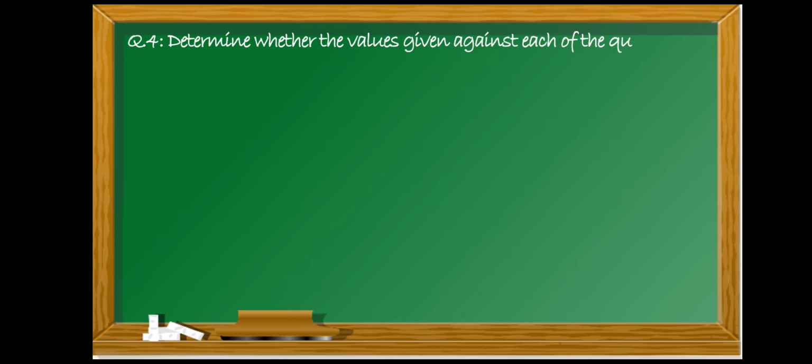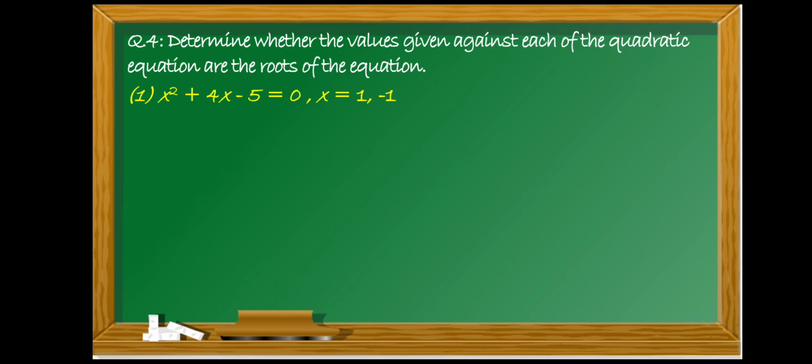Let us see question number 4. Determine whether the values given against each of the quadratic equations are the roots of the equation or not. Let us see the first example. It is x square plus 4x minus 5 equal to 0 is your equation. You have to find out whether the value of x given here, which is 1 and minus 1, which one is a root of the equation. So let us first put x equal to 1.